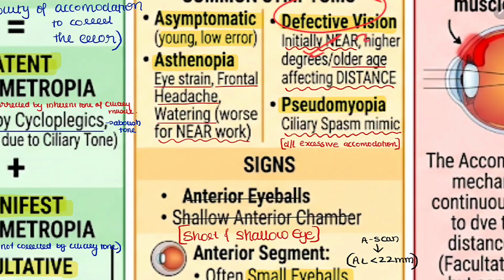And then there can be defective vision. It will be near vision that is defective. In myopia, it was far vision that was defective.